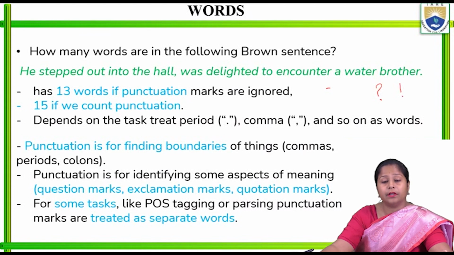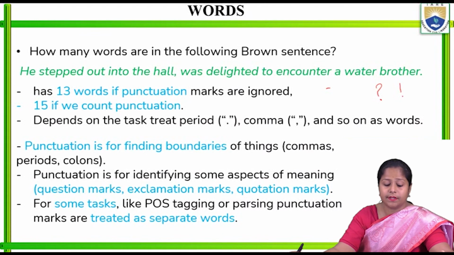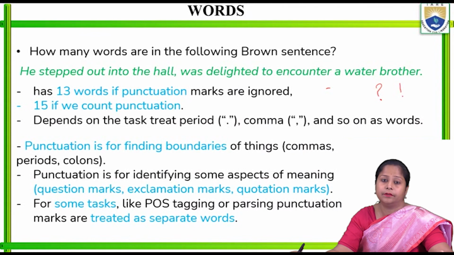For tasks like POS tagging, I need to tag all the words. Part-of-speech tagging segregates the different forms of words as tokens, like noun, adjective, and pronoun. In parsing, punctuation marks are considered and treated as separate words. By using these separators, called punctuation, words and sentences are separated.